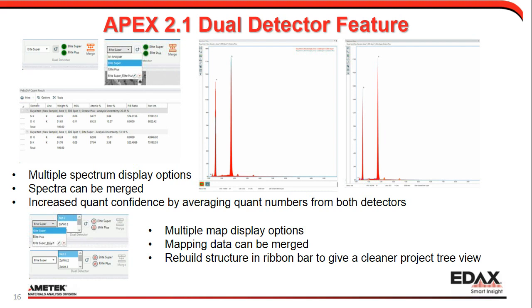For mapping, you can display map data from either detector or merged map data. If you have used our software, you may notice the selection of rebuilt maps has been moved from the project tree to the ribbon bar to give a cleaner project tree view. For single detector or merged data, you can choose from the ribbon bar to display rebuilt ROI, net intensity, or quant maps.